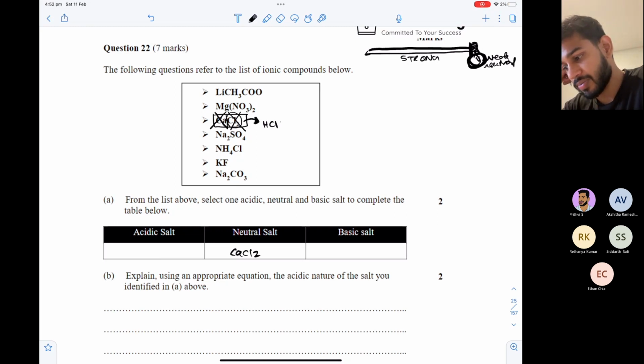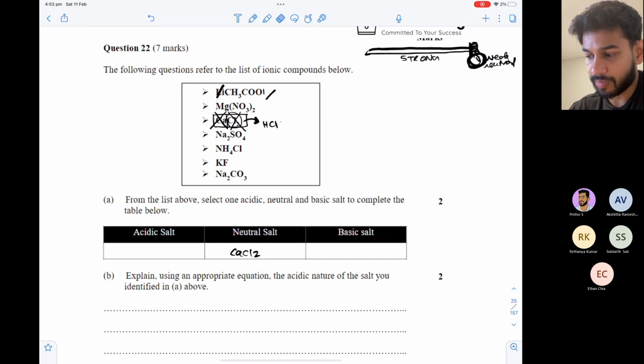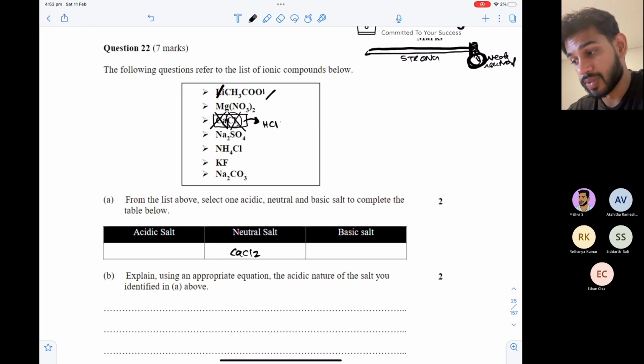Sid, pick a basic salt. Lithium acetate. Good. Right. And Sid knows we're going to cancel out the lithium. We've got the acetate ion. It doesn't have a H at the end. Remember, this H does not come off. That's not acidic, basic. It doesn't donate protons. The hydrogen is fixed. We're going to add a H.